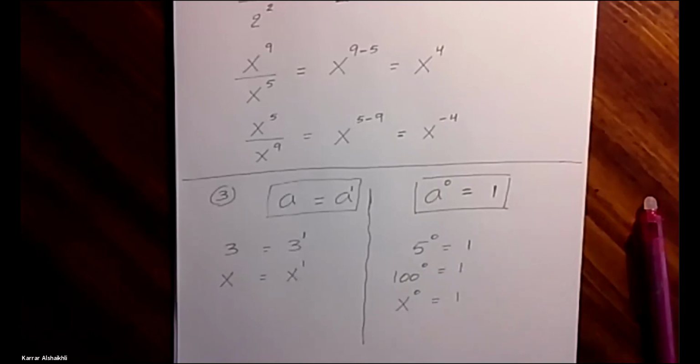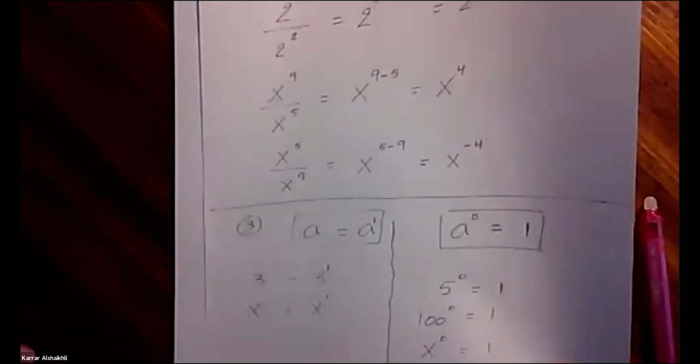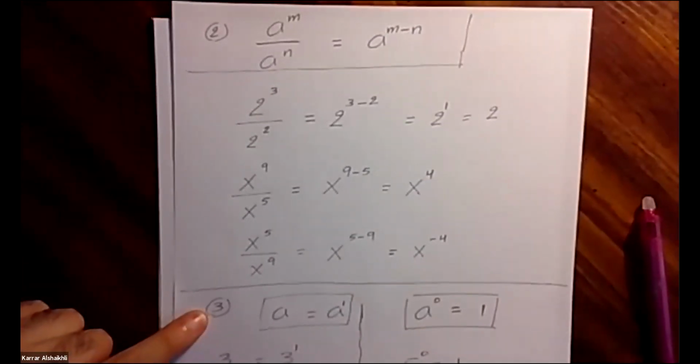Let's move on to the next rule, which is rule number 4. If we have negative exponents like this one, how are we going to deal with that? Yes, this was number 3, so we're going to do number 4.